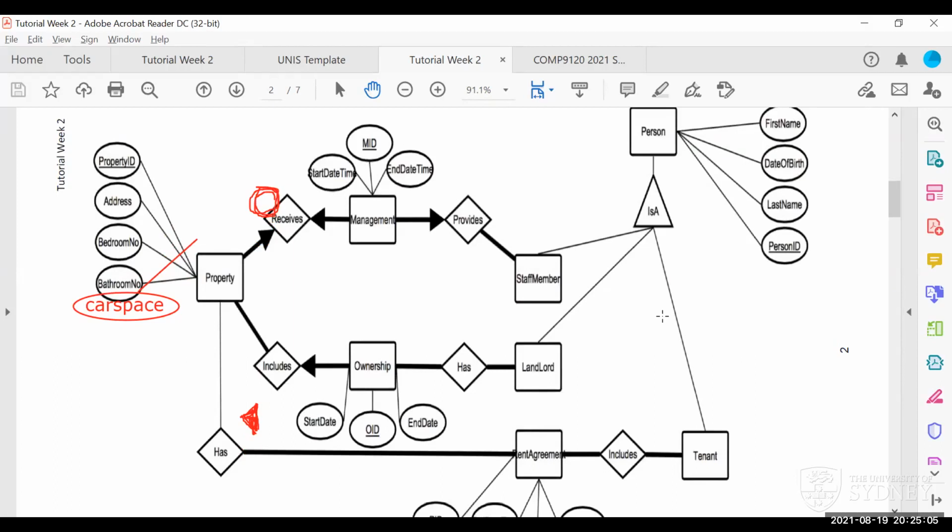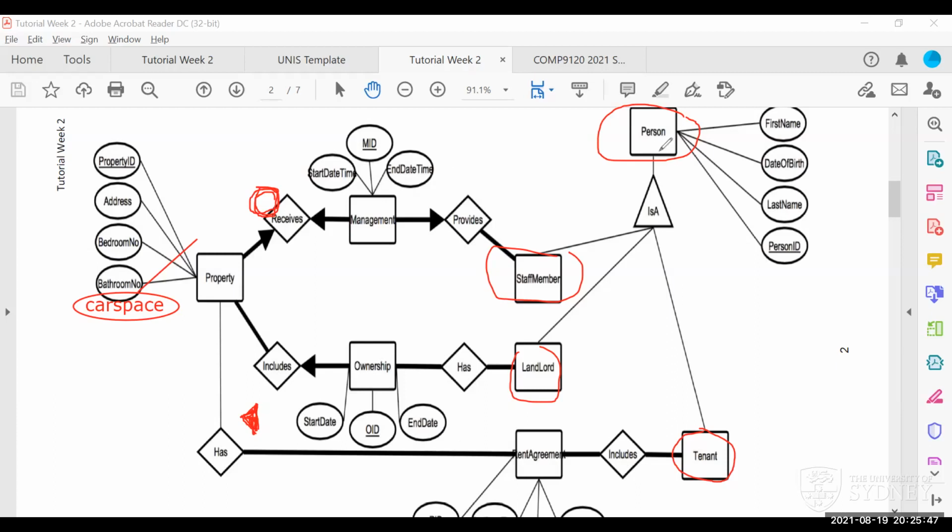So the last one is actually related to the is a hierarchy. So is a hierarchy or inheritance, right? So we have generalization. In this case, we have a person entity, which is a generalization. And a person in this case can be a staff, or a landlord, or a tenant, right? So basically a person can be one of these three entities. So where is the mistake? What is the problem with this is a hierarchy?